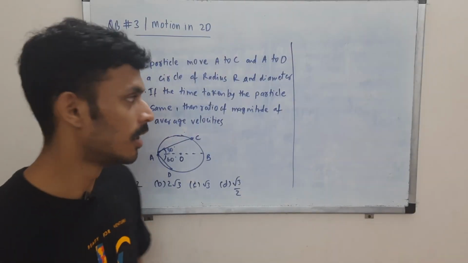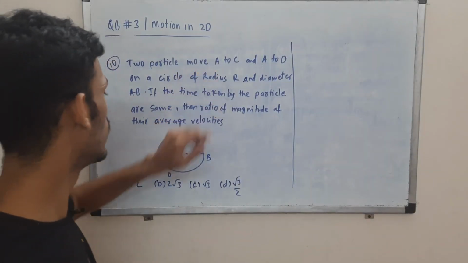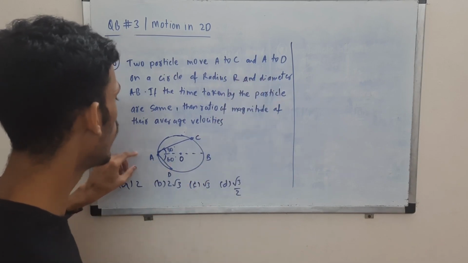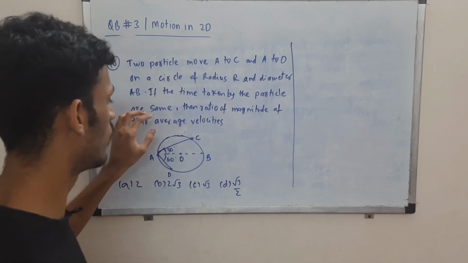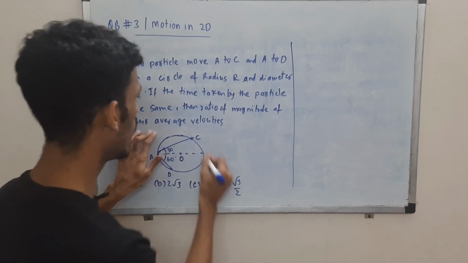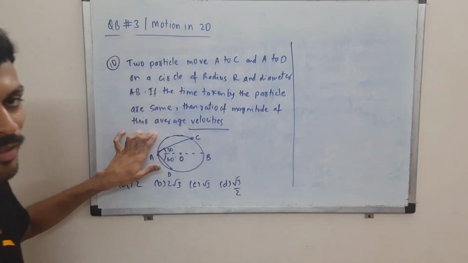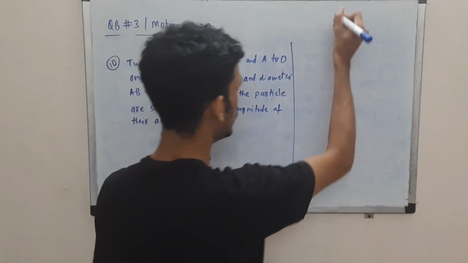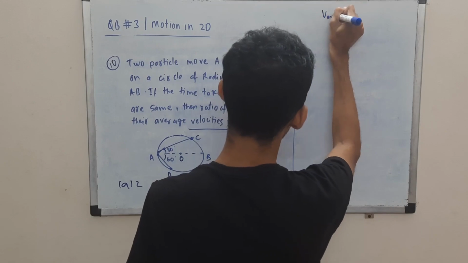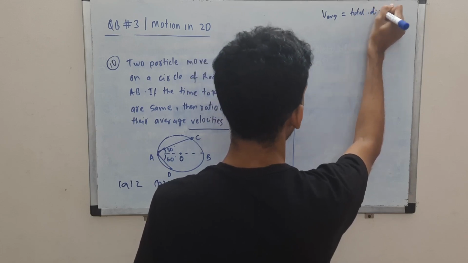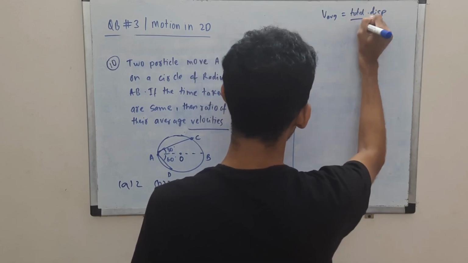So in question 10, the final question, we have two particles. One is moving from A to C, the other one is moving from A to D. If the time taken by these two particles is the same, find the ratio of the magnitude of their average velocities. Now the key word over here is average velocities. Average velocity is the total displacement upon time taken. Total displacement, not distance. That is the key over here.